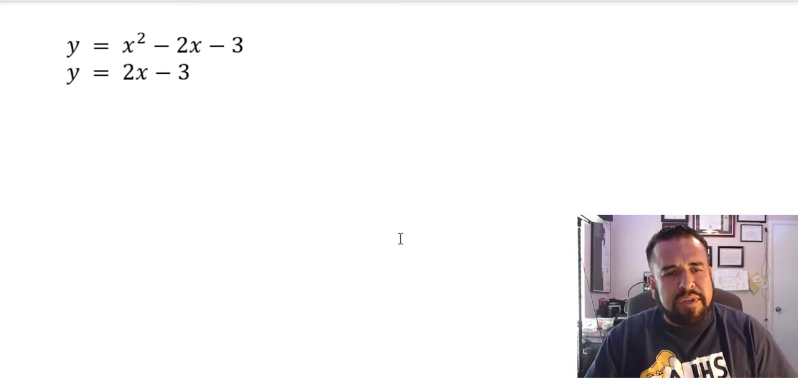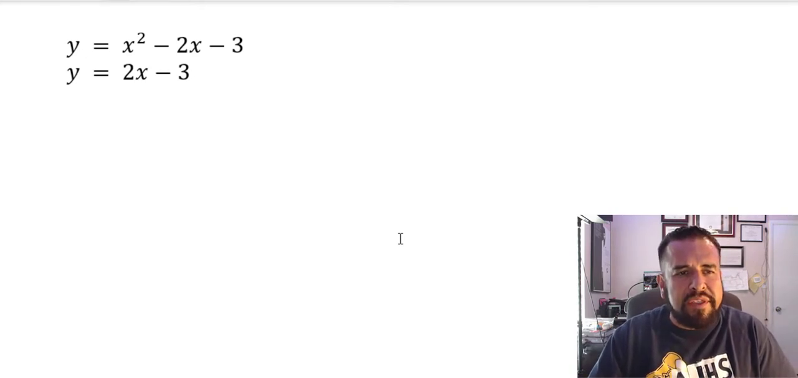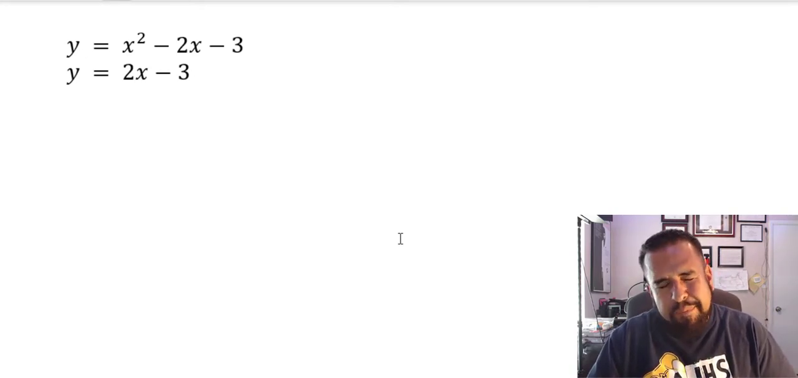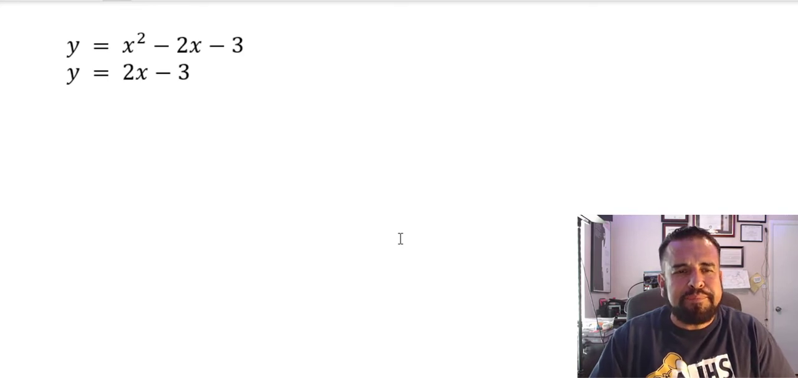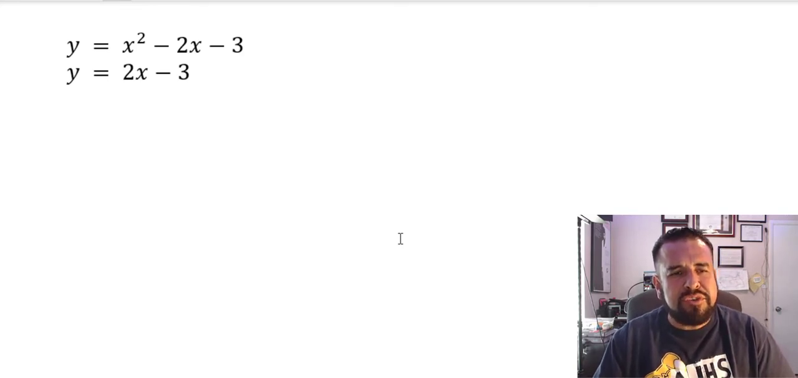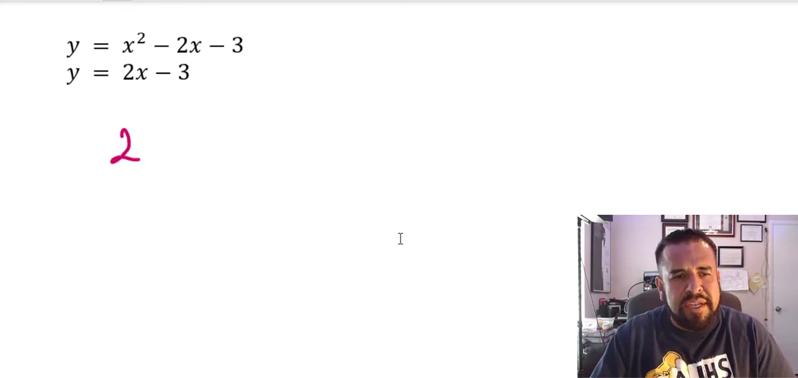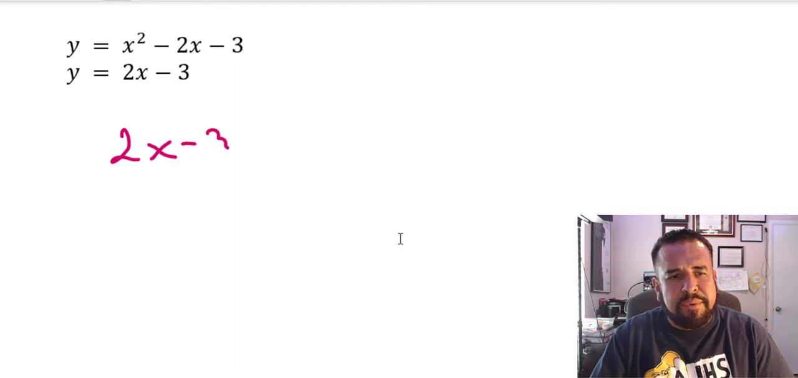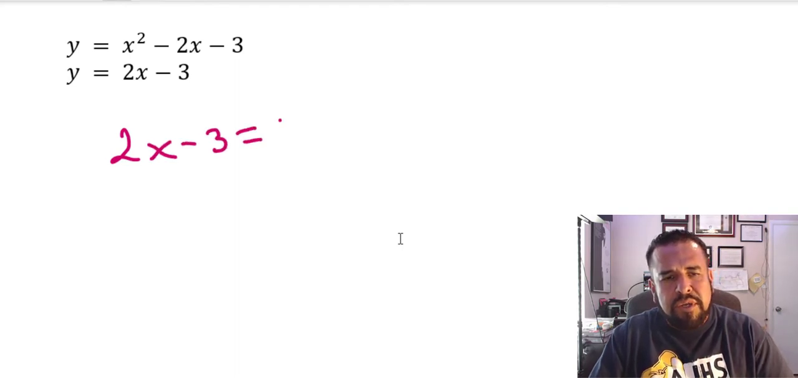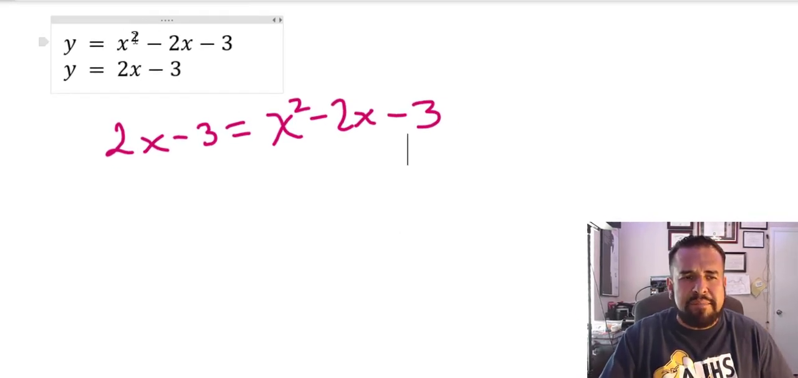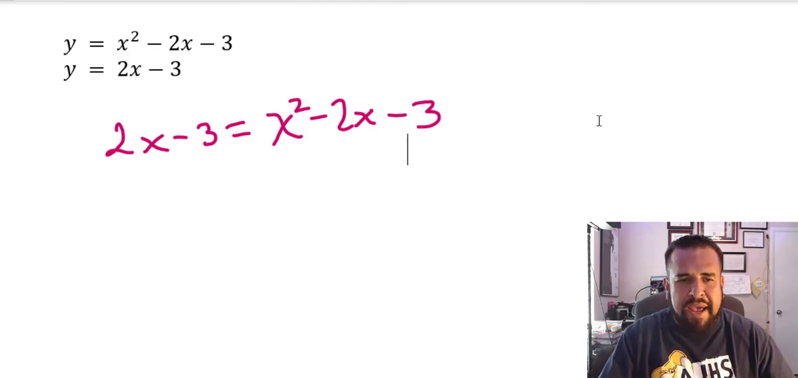So on this next one, let's go ahead and set them equal to each other. I could probably use the elimination method, but I'm just so used to setting them equal to each other, so let's do it. 2x minus 3 is equal to x squared minus 2x minus 3. By now you should know it doesn't matter which one you put which. These could be flip-flopped, whatever. It doesn't matter.